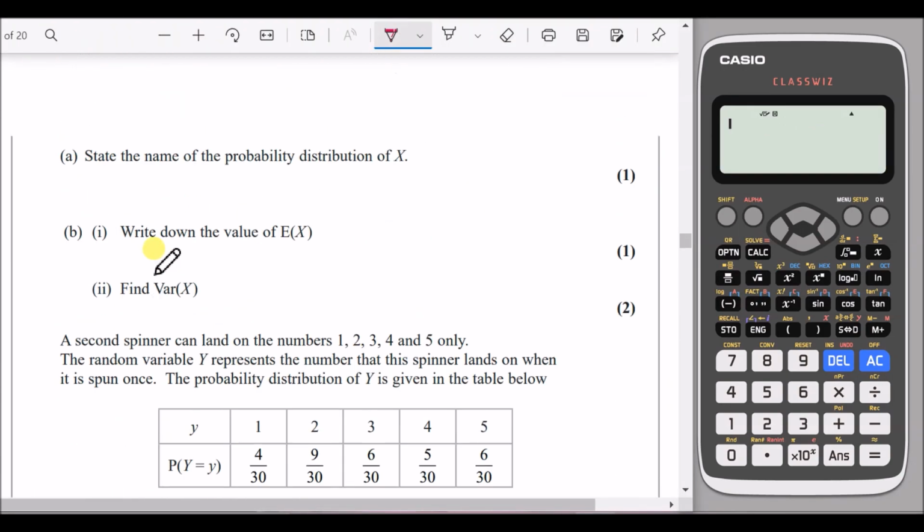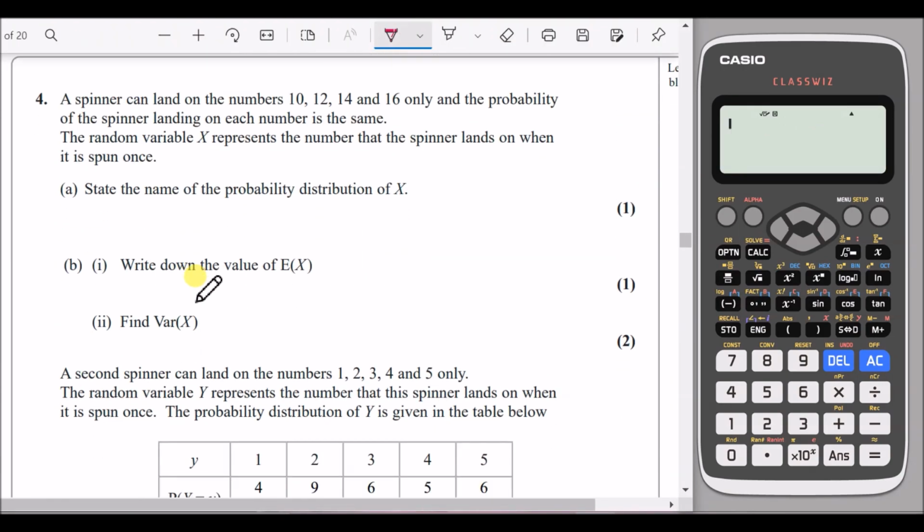All right, number 4, guys. So here we go. A spinner can land on the numbers 10, 12, 14, and 16 only, and the probability of the spinner landing on each number is the same. Okay, so it looks like the spinner has 4 different values. Now, the random variable x represents the number that the spinner lands on when it's spun once. Key note here: it says that the probability of the spinner landing on each number is the same, meaning because there are 4 chances, they will each have a quarter chance to land.